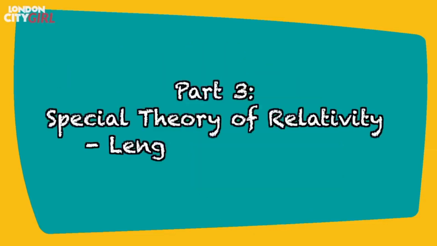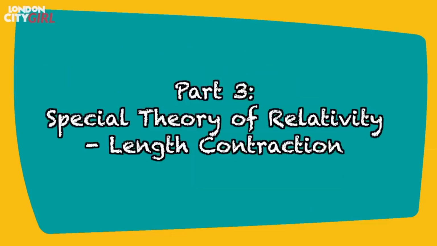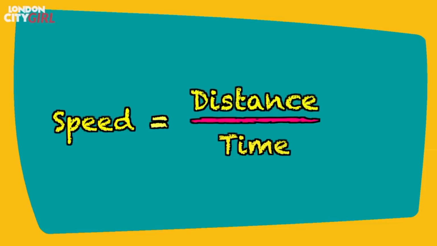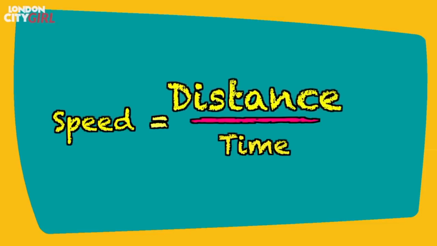Part 3. Special theory of relativity. Length contraction. In the previous section, we spoke about how the speed of light remains the same for Alex and Bill because while the distance Alex's light beam travels is more, his time has dilated. However, distance and time don't increase by the exact same amount. In fact, time doesn't actually dilate enough to account for the speed to remain the same for both boys. Something else happens: length contraction.